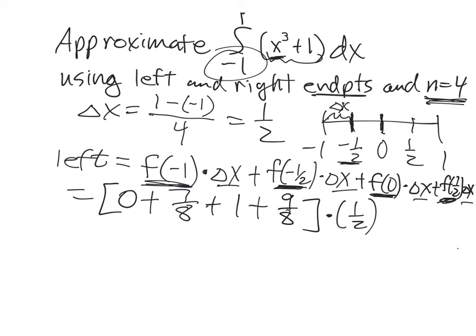So, keeping them in fractions, it turns out not to be all that bad. 7/8 plus 9/8 is 16/8, or 2. 2 plus 1 would be 3. And then 3 times the 1/2, 3/2, or 1.5. That would be your left endpoint.